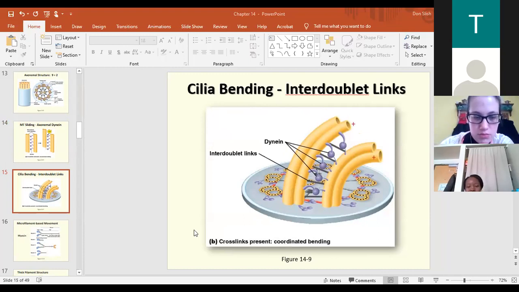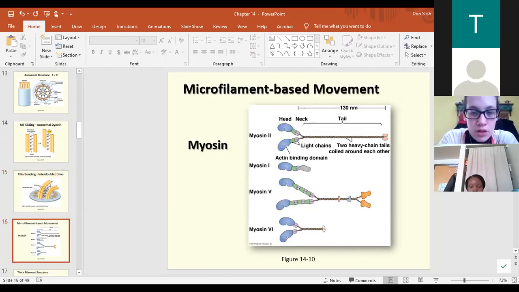Okay. So that's it for microtubule-based movement. Pretty simple. You've got moving things around inside the cell, moving vesicles around in the cell, and then you've got axonemal movement. More complicated is your microfilament-based movement. So microfilaments, being made of actin, are going to move based on their interaction with myosin.